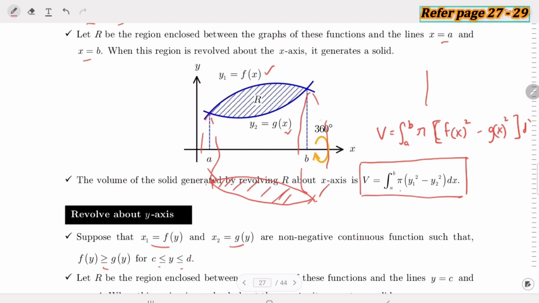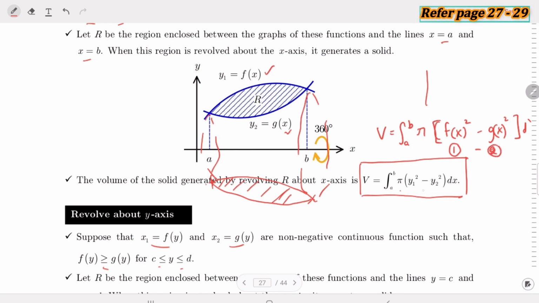For this example, rotation about the x-axis, the curve most far from the x-axis is f(x), so that's why we must put f(x) in the front, minus the curve which is nearer to the x-axis, which is g(x), so minus g(x) here.